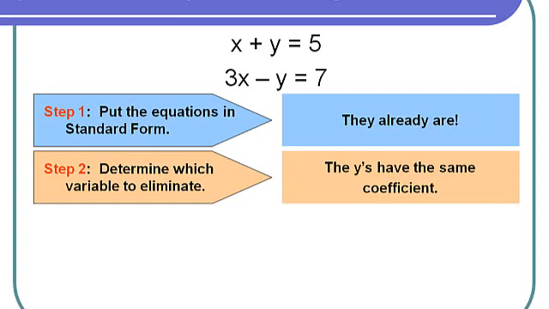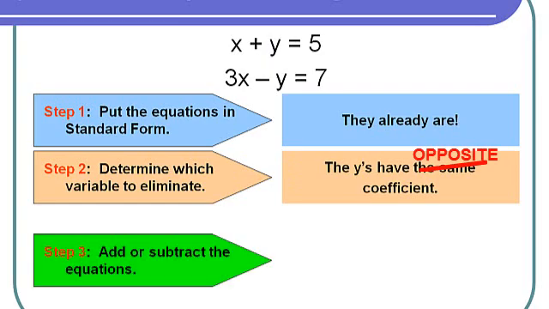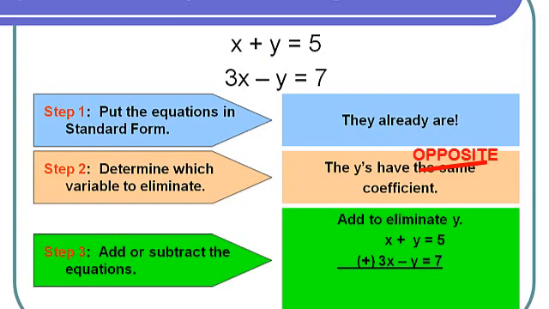So the y's both have a coefficient. Well, they don't have the same coefficient. One's 1 and one's -1. But that means I can then add them instead of subtracting. So I'm going to add the 2 equations together. And that's going to eliminate the y. I'm going to get 4x equals 12 and then divide by 4 and I get x equals 3.